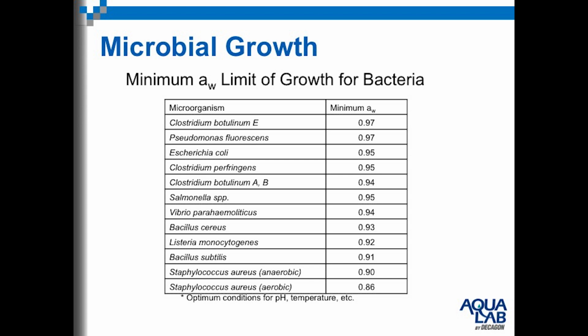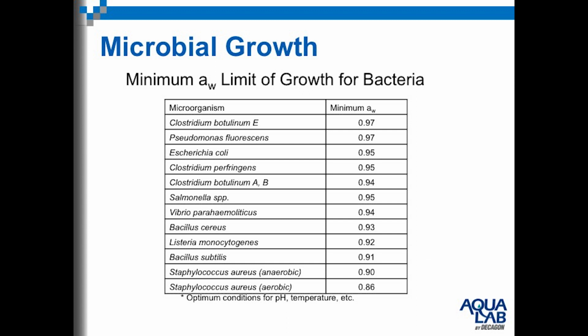The other organisms stop at various water activities. Again, this is reflecting their individual capabilities or abilities to react to osmotic stress and change their internal water activity. Also notice at the bottom that these are the minimum growth levels, with all other conditions being optimal for the growth of the organism, meaning that it's at the optimal pH, temperature, etc.